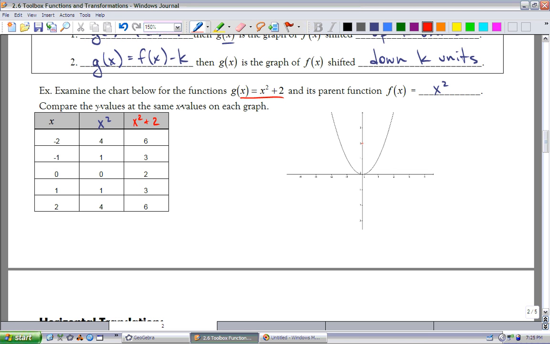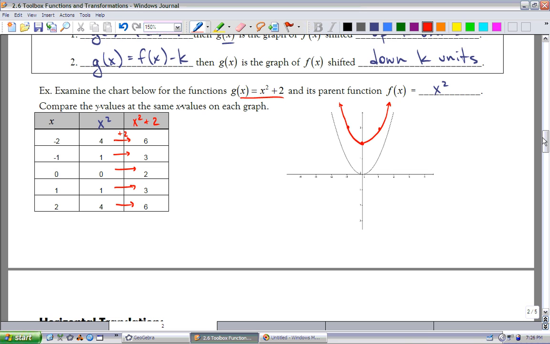If we look, I always start at 0. It just kind of helps me. But at -1 we have 3. At +1 we have 3. Okay, and at -2 and +2 we have 6, which goes off our graph over here. What you'll notice, if you look at it here, and this should make sense, is that each one of the values from x squared to x squared plus 2 is just 2 added to the parent function, which shifts the entire graph up 2 units.